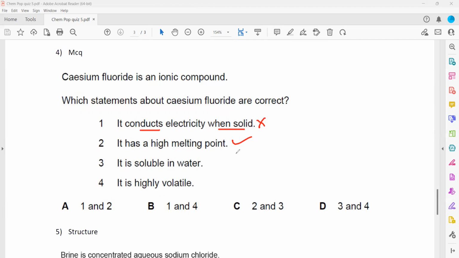It is soluble in water. Most of these ionic compounds are soluble in water. And it has a high volatility. What is the meaning of volatility? It means that it can easily be vaporized. But ionic compounds cannot be easily vaporized. So which statements are correct? 2 and 3 are correct. Volatile means can easily be vaporized or converted into gaseous state.